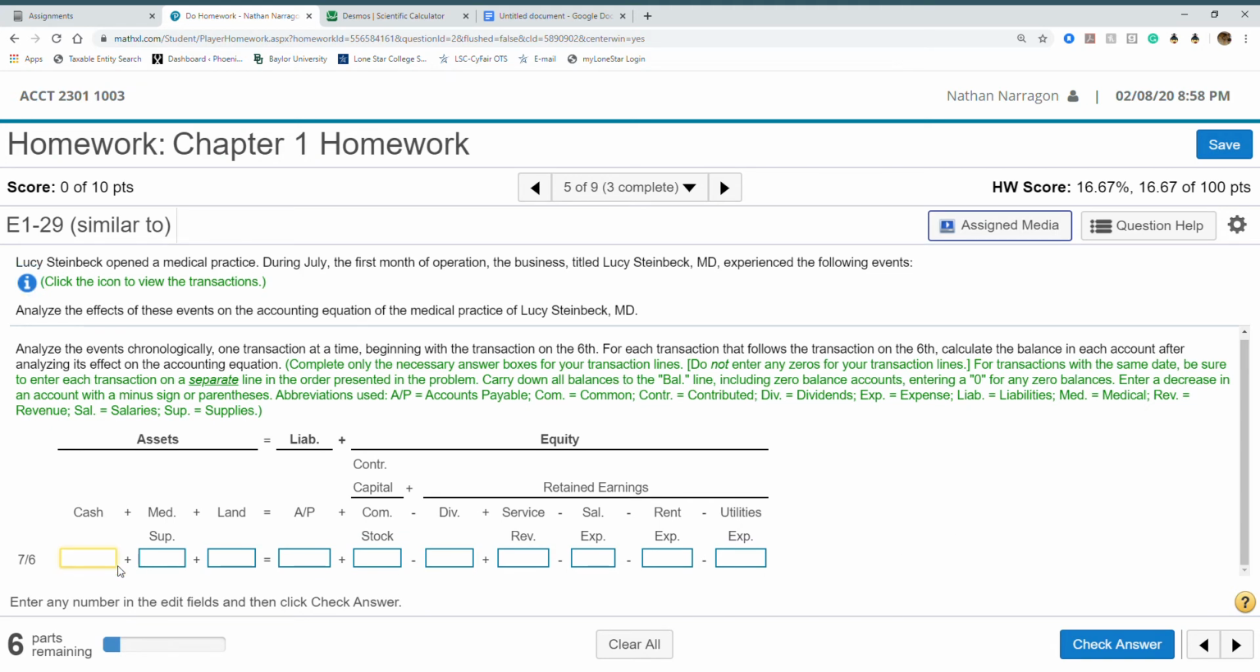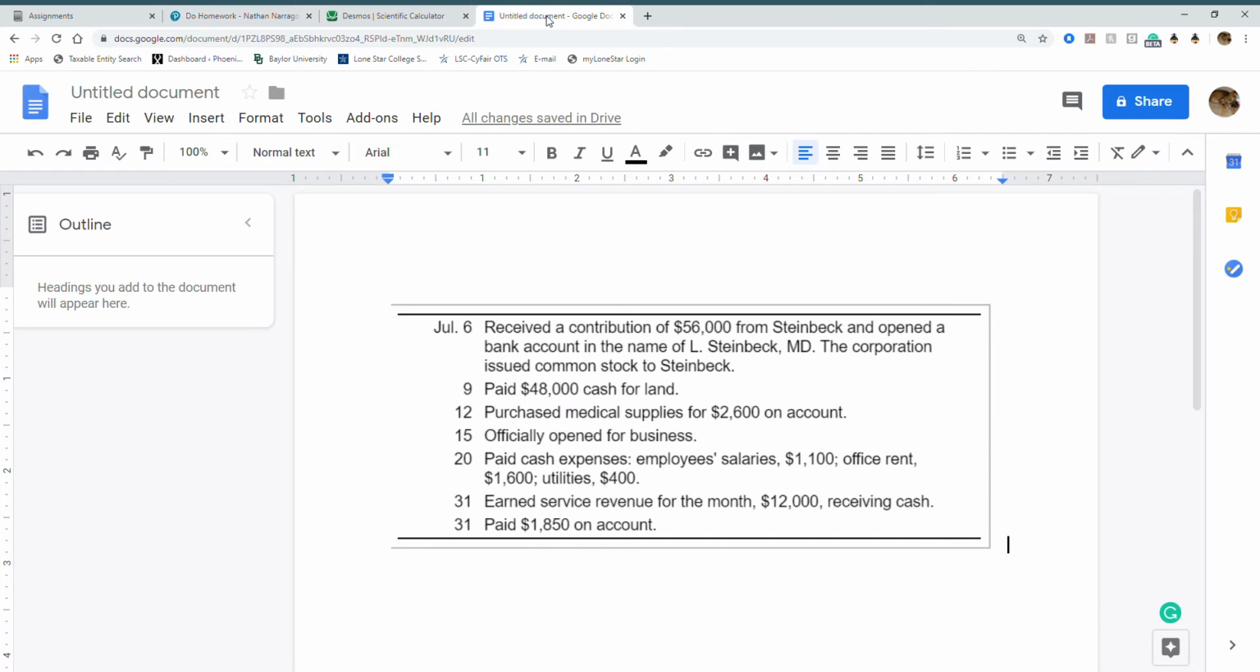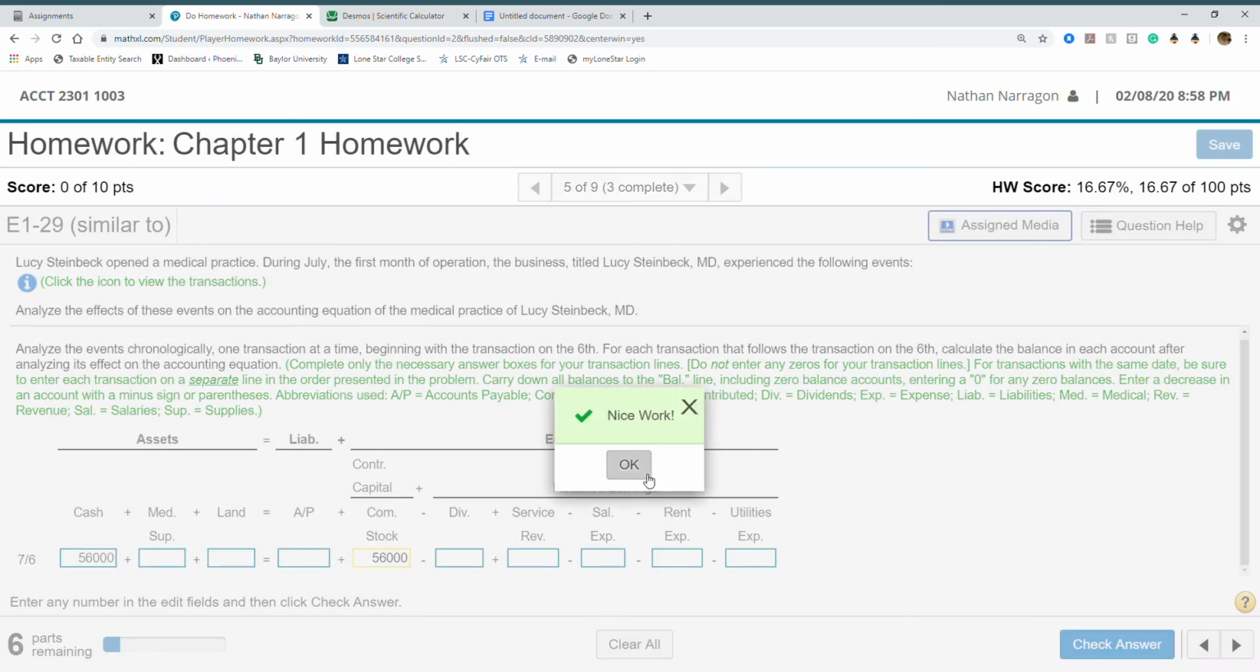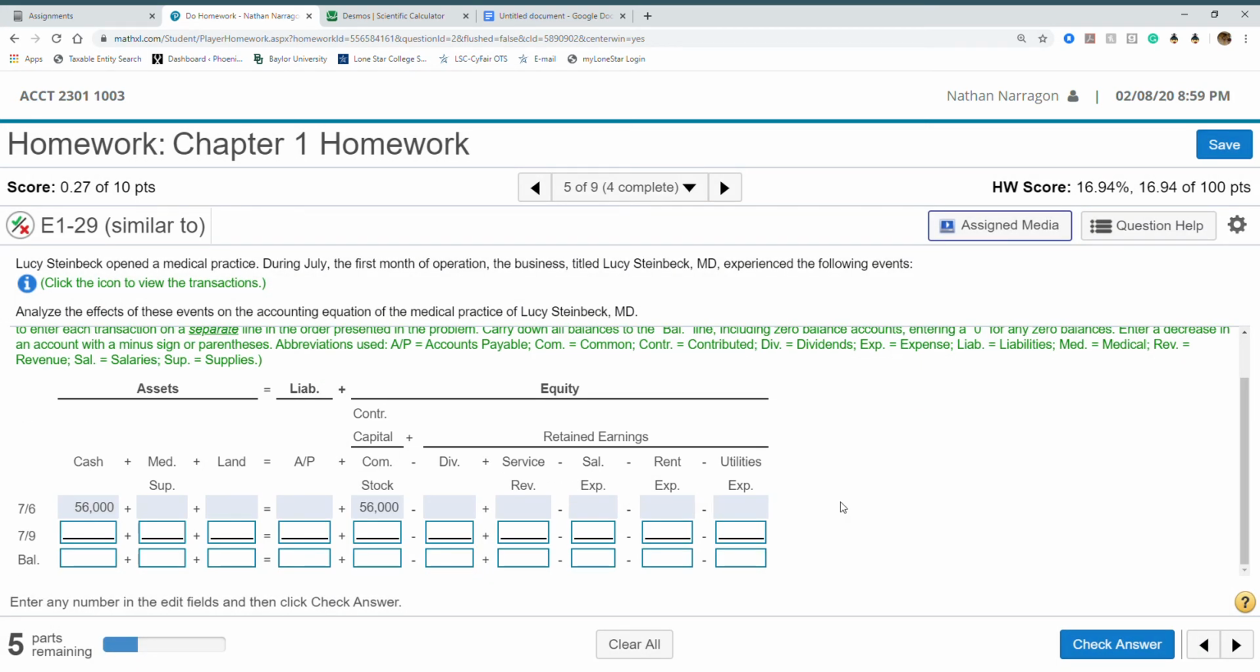So, we know from here, we received $56,000. So, of course, that's going to raise up my cash because my bank account got money. And then, of course, it's also going to raise our common stock because we issued out common stock. Then we enter in the numbers, hit check answer, move to the next.